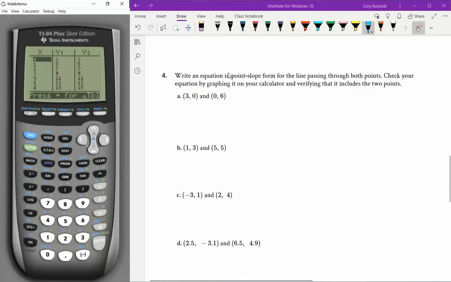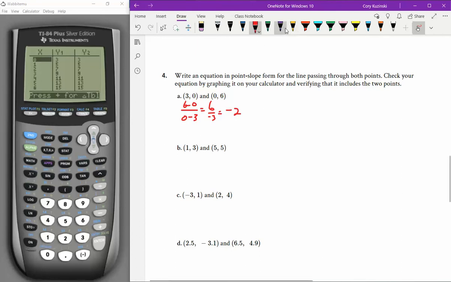Number 4, write an equation in point-slope form of a line passing through both points. Check your equation by graphing it on your calculator and verifying that it includes the 2 points. All right, so we always have to find slope. So let's do change in y over change in x. That's 6 over negative 3. So our slope is negative 2.